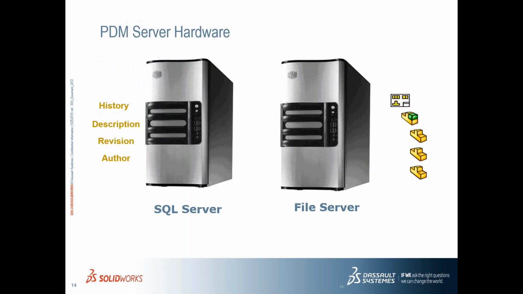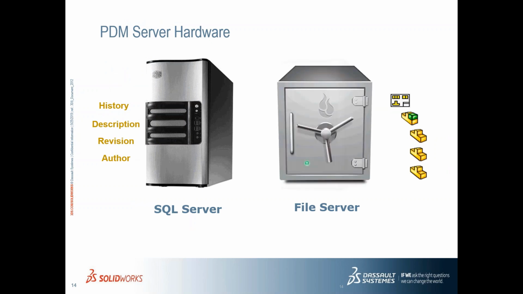So what does that look like? Let's start off with the server. On the server, we're going to install two services. The service on the right is what we call the file server. The file server, think of that as your bank vault. That's your safe. When you check a file in, it goes into a secure location, and that is controlling the physical file: the part, the drawing, the assembly, the PDF, fill in the blank.